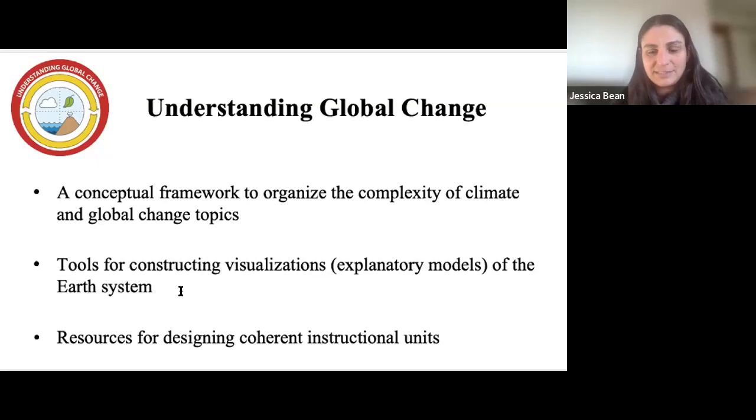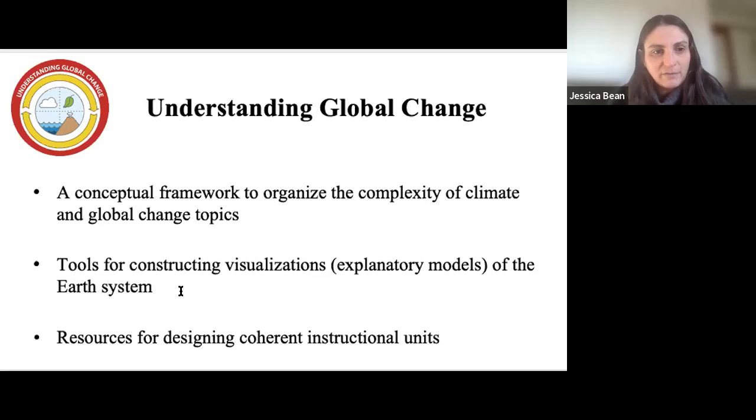And then what we really turned our attention to is developing tools for helping users visualize how they explain what's going on in the Earth system, what's changing, how much, how fast, and in what ways. So we use a lot of tools for constructing models of climate and Earth system processes.